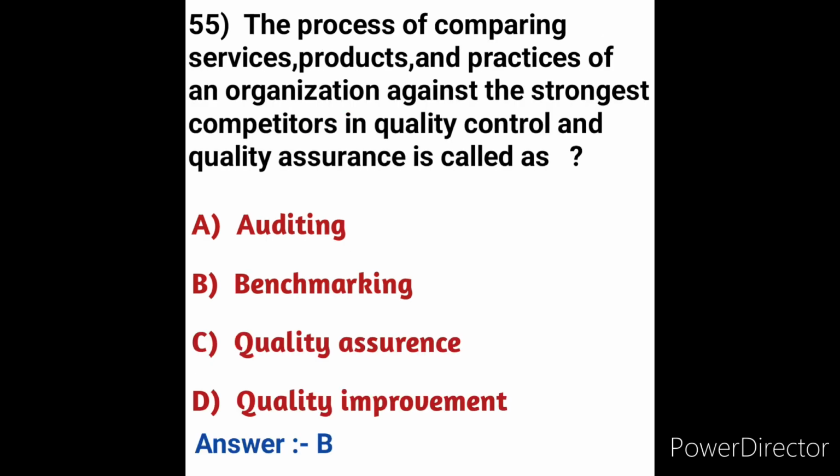Next, move on to question number 55. The process of comparing services, products, and practices of an organization against the strongest competitors in quality control and quality assurance is called as. We'll see the options here. Option A, auditing. Option B, benchmarking. And option C, quality assurance. Option D, quality improvement. Here, option B is the correct answer.